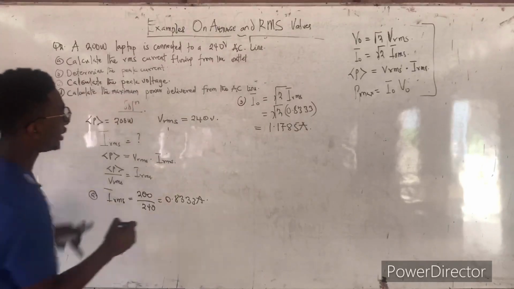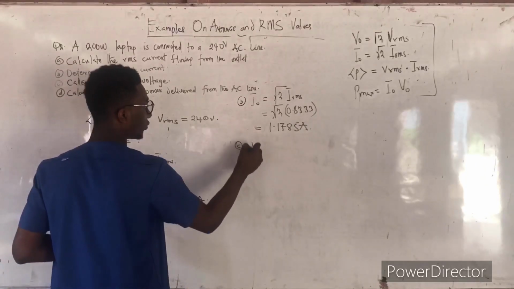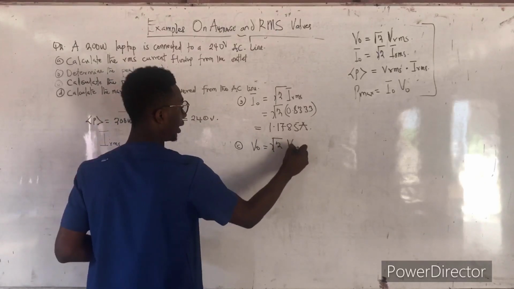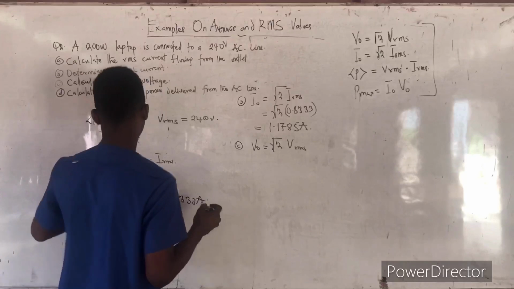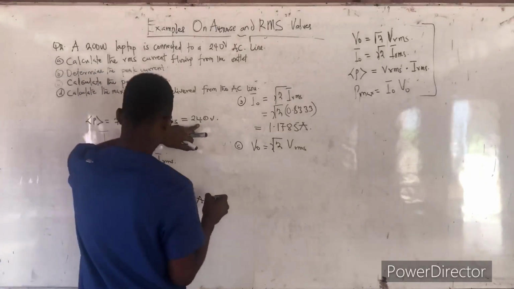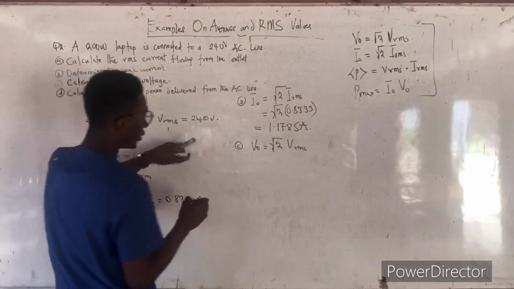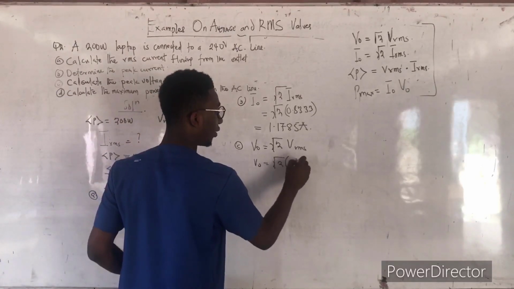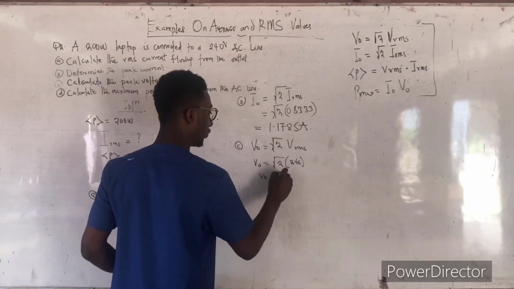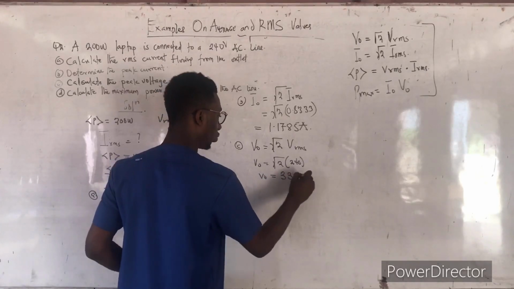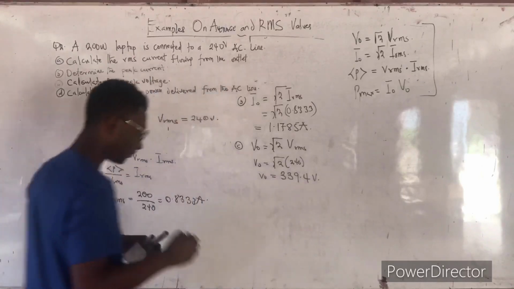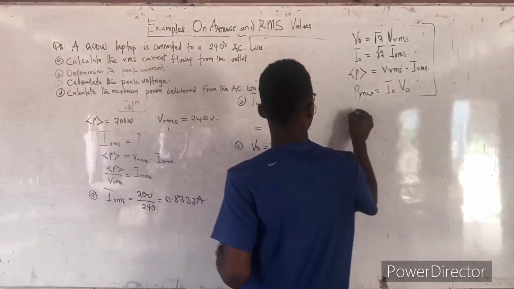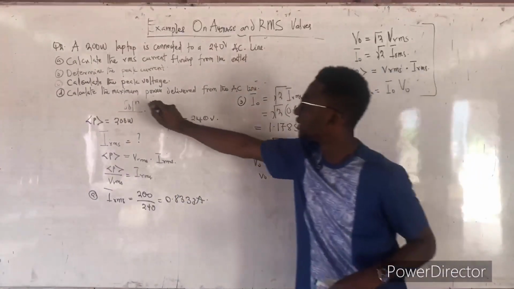So the C part is peak voltage, which is V naught. And V naught is simple root of 2 VRMS. And what is the VRMS? That is 240 volts. So now V naught is equal to root of 2 times 240. And when you do this, V naught will give you 339.4 volts.